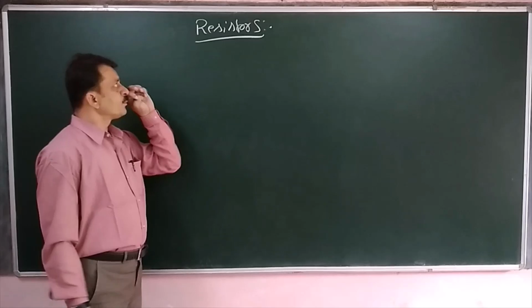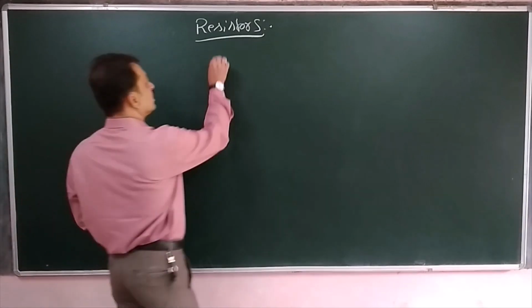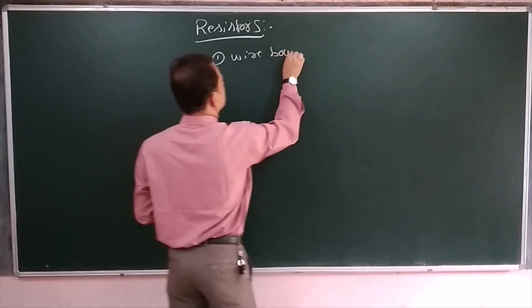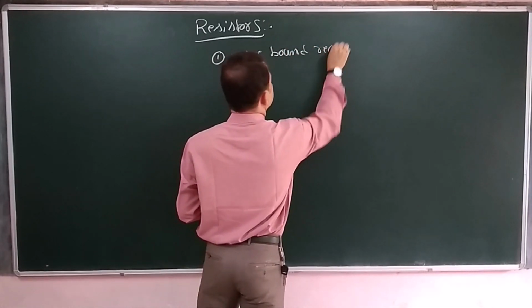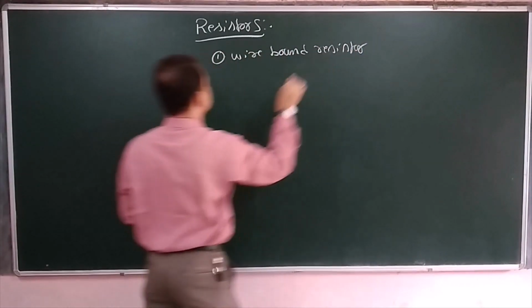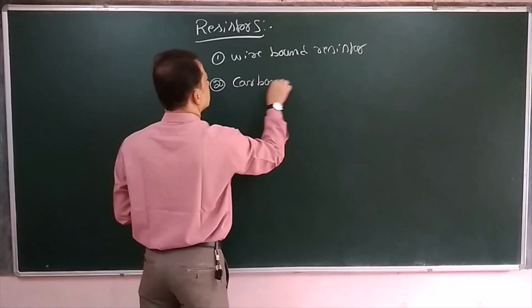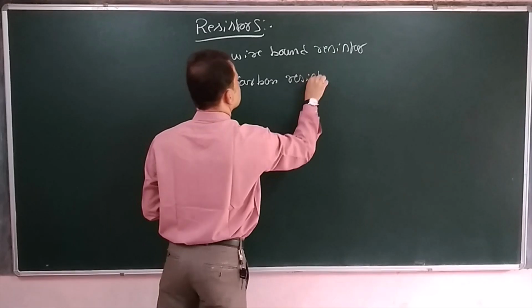Now we will study types of resistors. One is wire bound resistor, and the second type is carbon resistors.